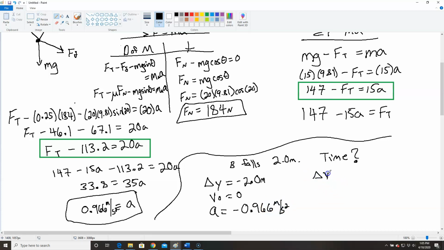I can use the second equation. Delta y is v naught t plus 1/2 a t squared. This cancels out. -2 equals 1/2 times negative 0.966 t squared. Solve for t, and I got 2.03.